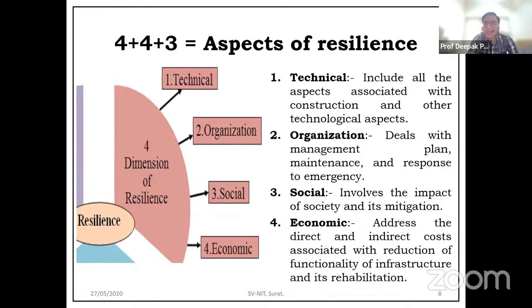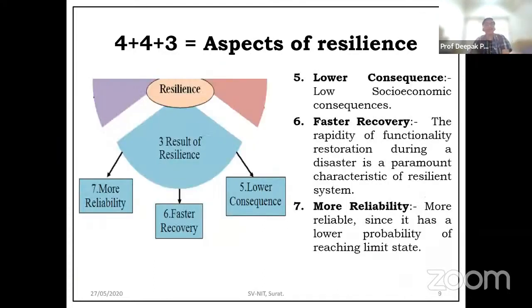Then economic addresses the direct or indirect cost associated with the reduction of the functionality of the infrastructure and its rehabilitation, because when any infrastructure is affected, a lot of cost is associated with it. So what is that quantum? That should be considered in resiliency. So these are the four dimensions of resiliency, called TOSE: technical, organizational, social and economic. Let us move to the results of resiliency. If anything occurs, then what is the consequence?